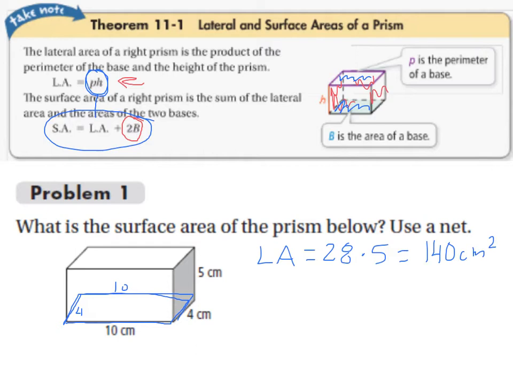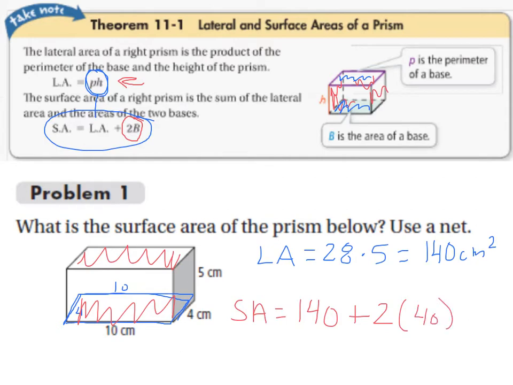Now if I want to find the surface area, surface area is going to be my lateral area, which is that, plus 2 times the area of my base, because I have a base on bottom and I have a base on top, so that's why the 2 is there. So it'd be 10 times 4, which is 40. So my total surface area is going to be 140 plus 80, which is equal to 220 centimeters squared.